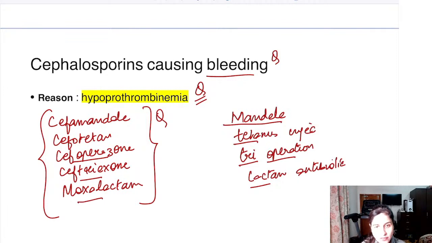And the same story will work for alcohol. Which of the cephalosporins should not be given to a patient who is consuming alcohol, or alcohol is contraindicated with which of the following cephalosporins? The answer would be the same. Whatever they ask, these are your main cephalosporins leading to this.